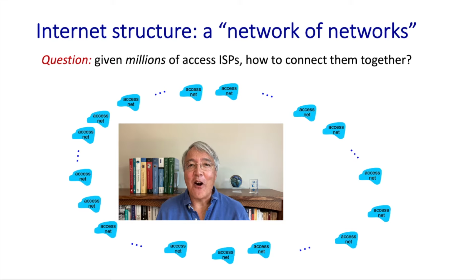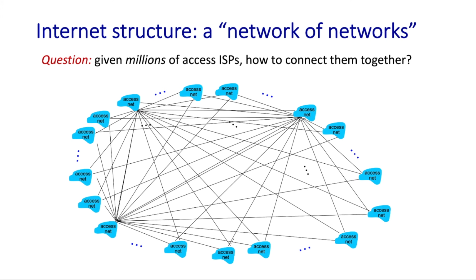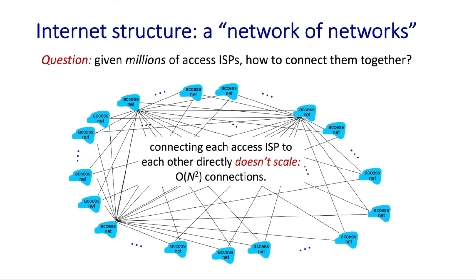Well, what we've seen so far is that the users at the edge of the network are attached to access networks, whether that be home networks, mobile networks, institutional networks. In some way, we need a way to connect these millions of access networks together to each other to get end-to-end paths between users. How might we do that? Well, we could connect, that is wire, each access ISP to every other access ISP, but this would require order n squared connections, and when n is many millions, this approach isn't going to scale.